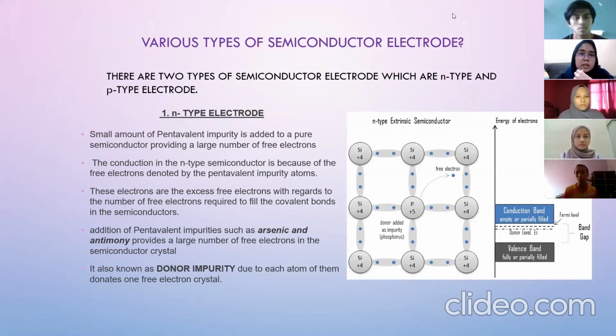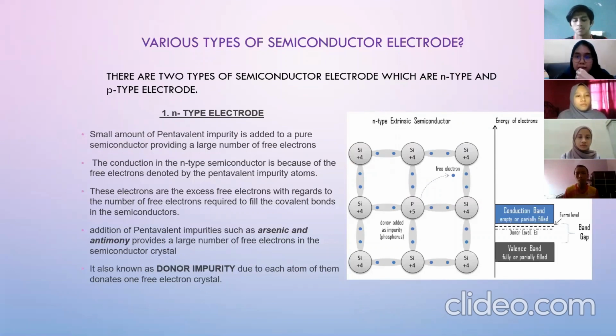Now I will explain about the types of semiconductor electrode. There are two types of semiconductor electrode, which are N-type and P-type. For the first one, I will explain about the N-type electrode. For the N-type electrode, a small amount of pentavalent impurity is added to a pure semiconductor, providing a large number of free electrons.